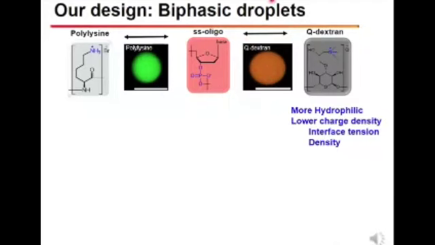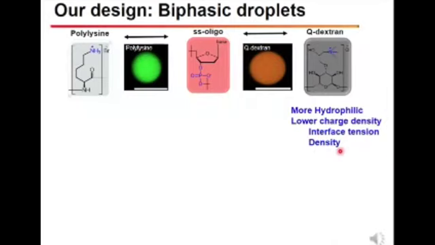Dextrin is different from polylysine in two parts. One, the dextrin is more hydrophilic because it has a lot of OH groups, and we also put lower charge on it, so the charge density is low. Therefore, the droplet, the green one, has lower interface tension and lower molecular density.